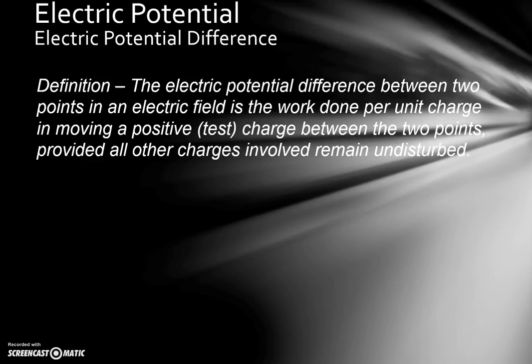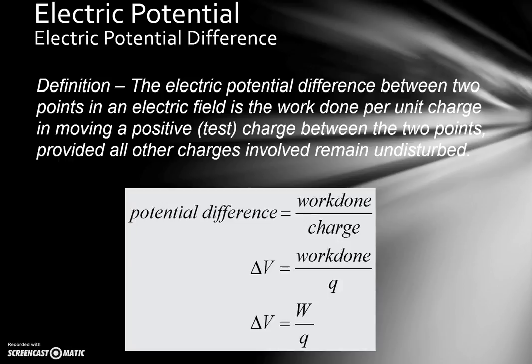Now, electrical potential difference. It's defined as the difference between 2 points in an electric field is the work done per unit of charge. And we're talking about if we have to move a positive test charge between 2 points. So if everything else stays the same, and we have our field, we're popping in a little test charge, it's going to be how much work has to be done to move it from one place to another.